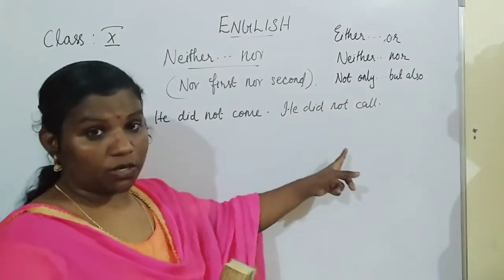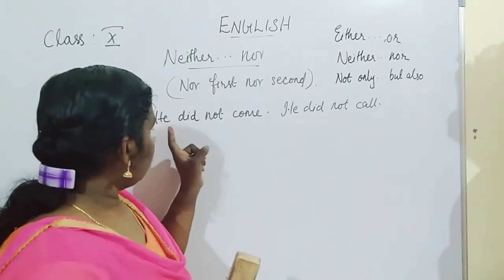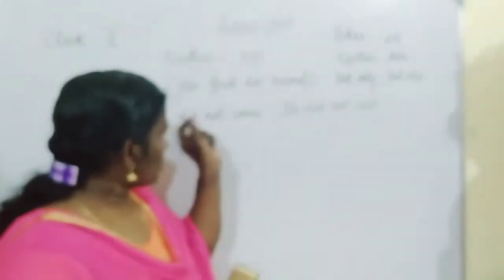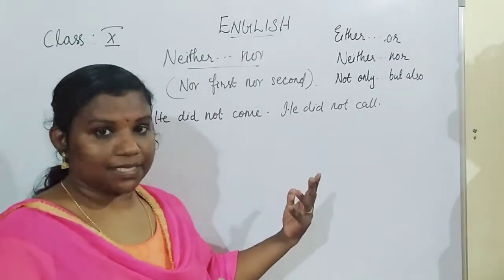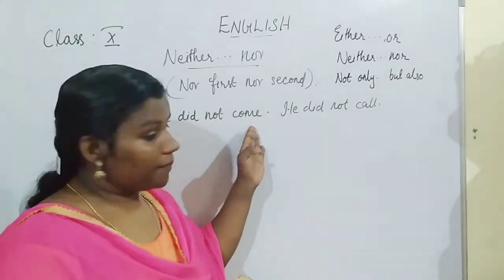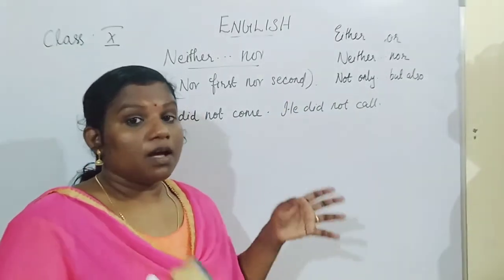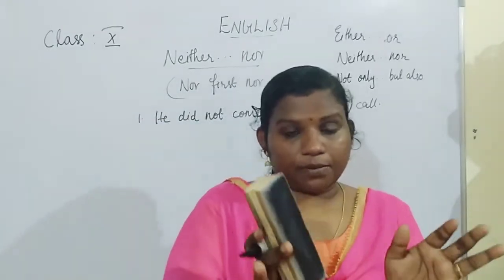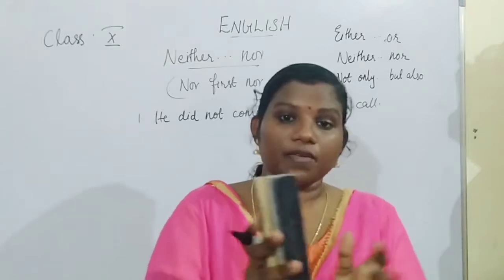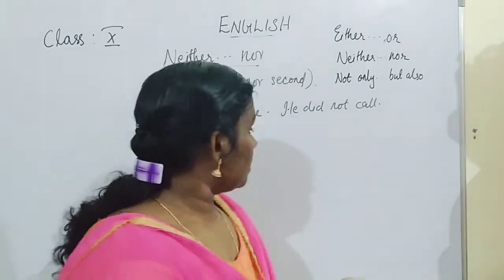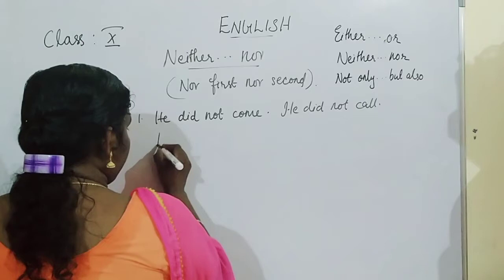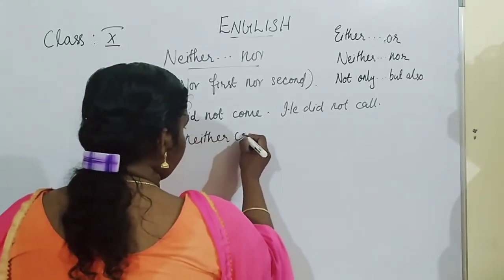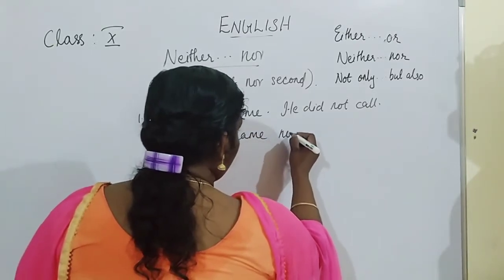So how do we combine these two sentences? He did not come, he did not call. See, subjects are the same, he and he. So only one time. This verb is different. Here verb is come, there verb is call. So there are different ideas, there we have to connect. That means those two words we have to connect with this conjunction. So how can we write this one? He neither came nor called.